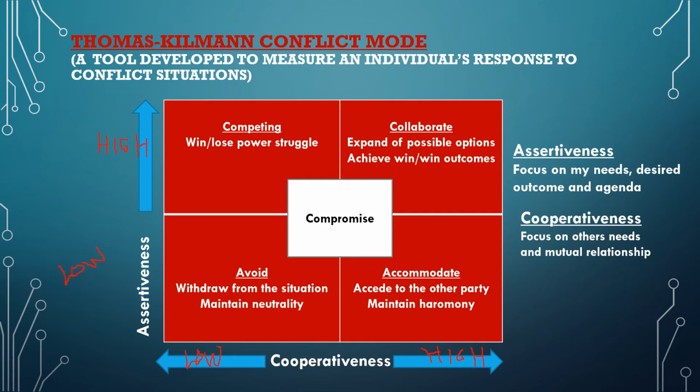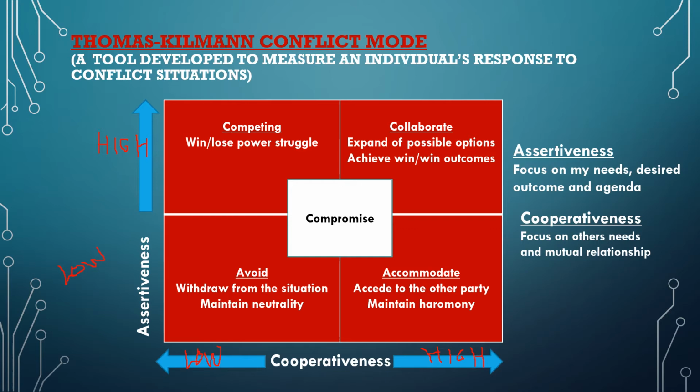Advancing from the previous slide of typical conflict resolutions, we are now going to put it in motion with the Thomas-Kilmann conflict mode. This is a tool developed to measure an individual's response to conflict situations. As you see before us, we have a chart, and it is labeled into two categories: assertiveness and cooperativeness. Assertiveness focuses on my needs, desired outcome, and agenda. Cooperativeness focuses on others' needs and mutual relationships.